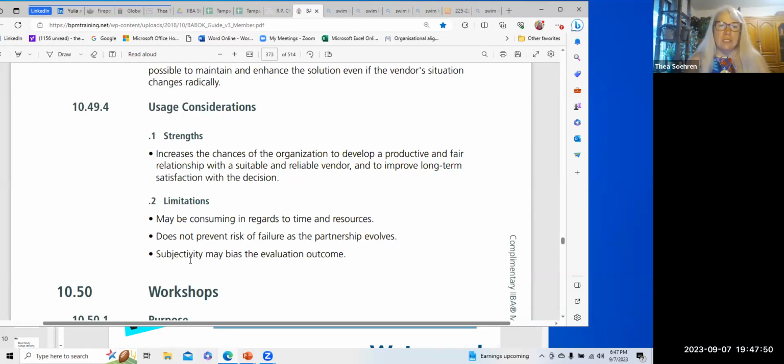So the strengths: it increases the chances of the organization to develop a productive and fair relationship with a suitable and reliable vendor and to improve long-term satisfaction with the decision. Limitations: it may be consuming in regards to time and resources, definitely. It does not prevent risk of failure as the partnership evolves, and subjectivity may bias the evaluation outcome. So let's say that I have a company that I used to work for, and I'm saying, hey, you guys should use this company. They have everything you want.